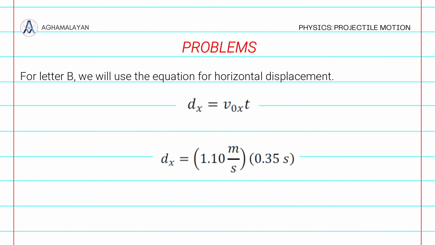So when you simplify it, your final answer would be 0.385 meters. Or when you round it off to 2 decimal places, 0.39 meters.